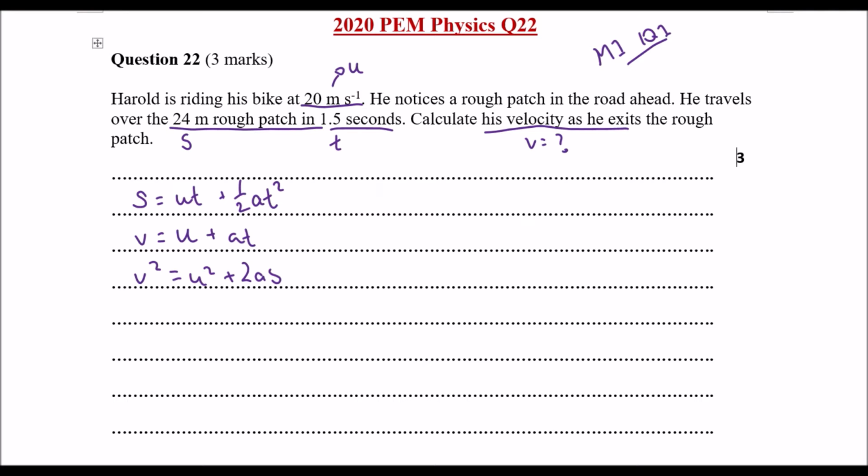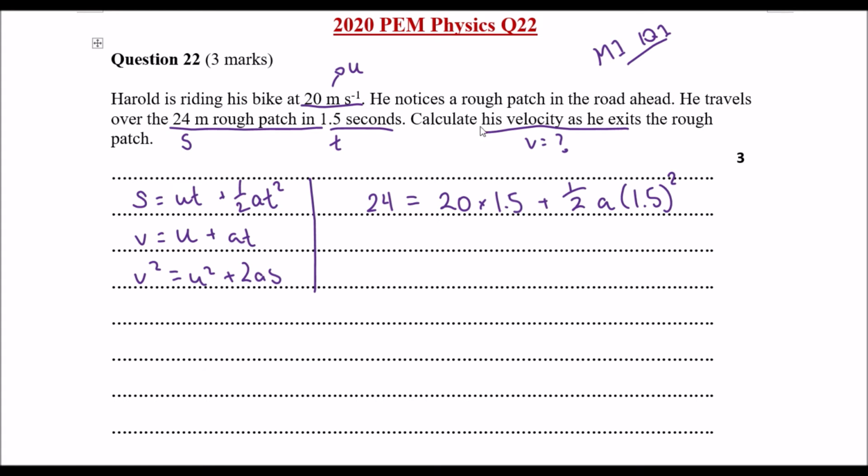So the most appropriate one we could use is this equation here. Okay, we have displacement, we have initial velocity, we have time. We can find acceleration, and from there we can find final velocity. So let's give that a go. First of all, substitute your values into the equation. So 24 equals 20 times 1.5 plus half a, and then 1.5 squared.